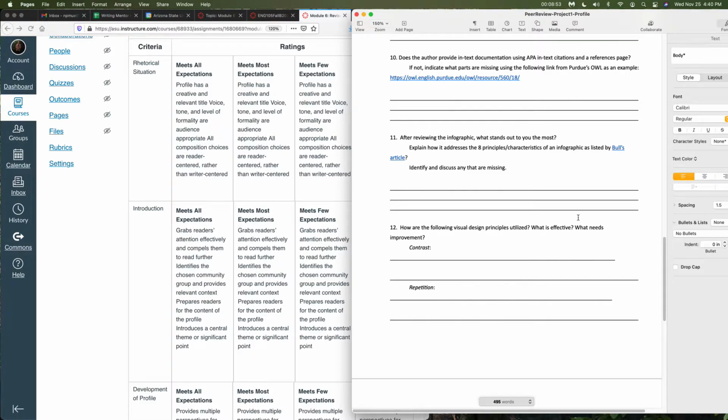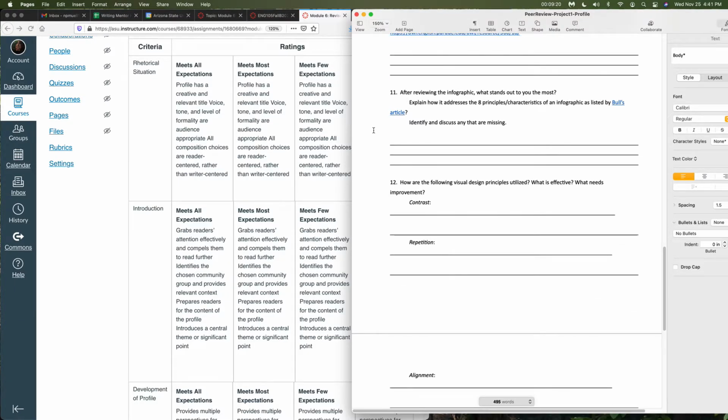Does the author provide in-text documentation? Is the APA stuff there? It's either there or it's not. If it's not, do your best to help based on what Purdue OWL says. Again, this is a draft, so it doesn't have to all be there, but if you can offer some helpful guidance, by all means do so.